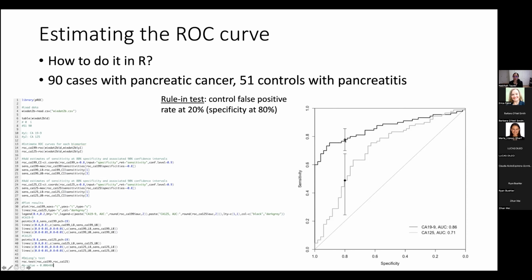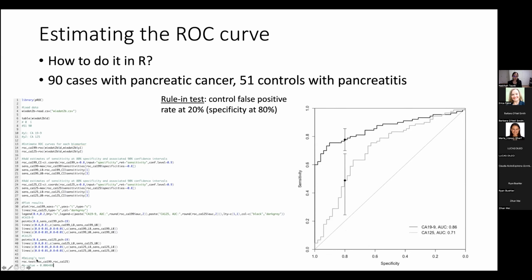Then what we can do is estimate the ROC curve of two biomarkers, CA 19-9 and CA 125. At 80% specificity, 20% false positive rate, we get an estimate of the sensitivity, and we can compare them. We can see that CA 19-9 has a significantly higher sensitivity at the specificity that we're interested in. I'm not going to go through all of this R code. It's more here for reference for people.